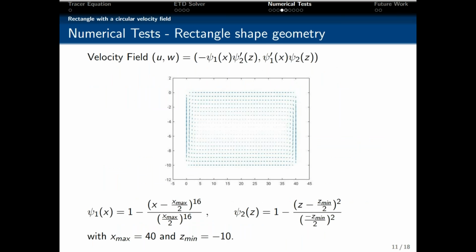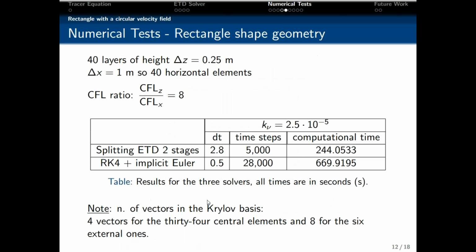Then, if you want to have another test case, we can move to a rectangular shaped geometry. So in this case, our X max is 40 meters. And to have a CFL ratio of 8, I modified the phi1 functions. So now the exponent is 16. And as you can see, the speedup that we have right now is very similar to what we had before. Now it's 2.74.